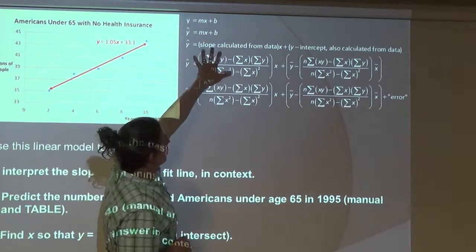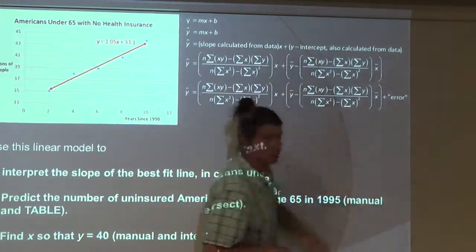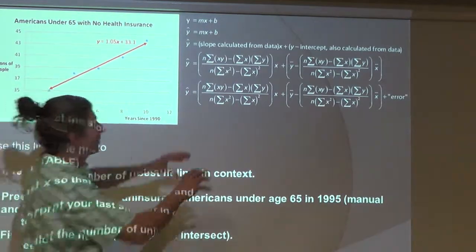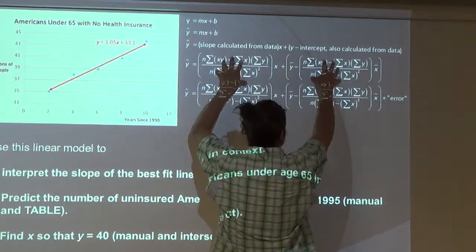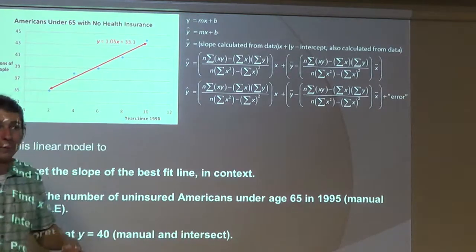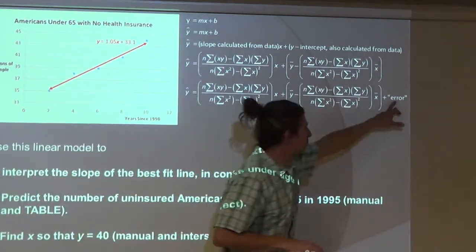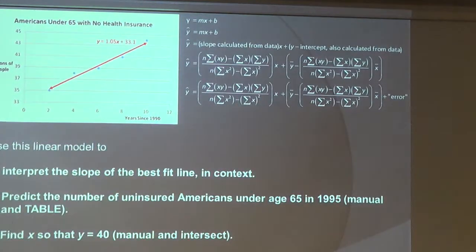The slope calculated from the data and the y-intercept calculated from the data are what your TI is doing, and this is what it's actually doing. It's doing this mess right here. Now, technically speaking, there needs to be an error measure added onto that too. We'll come back to that momentarily.